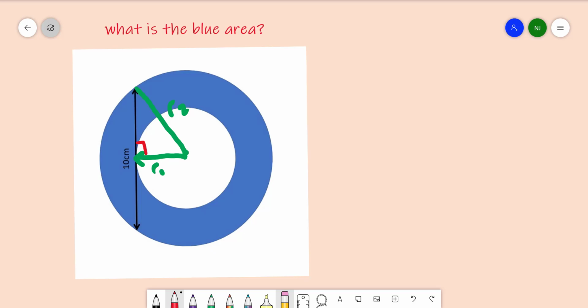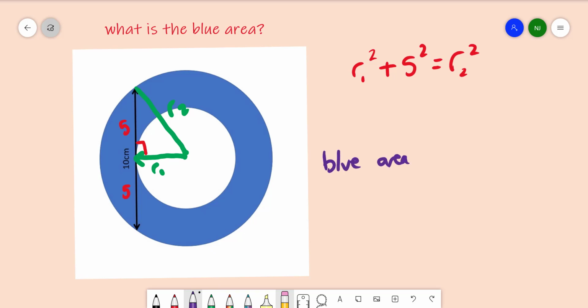What does that give us? Well, each of these lengths are 5. So that will give us that r1 squared plus 5 squared equals r2 squared. And wait, let's work out what we actually want to do generally. So the blue area is going to be the whole circle. So that's going to be pi radius 2 squared, the whole circle.